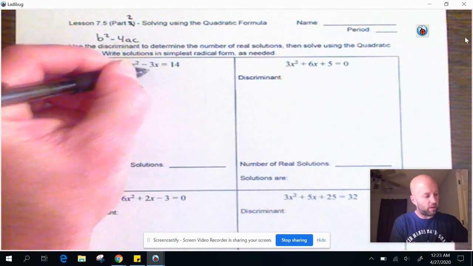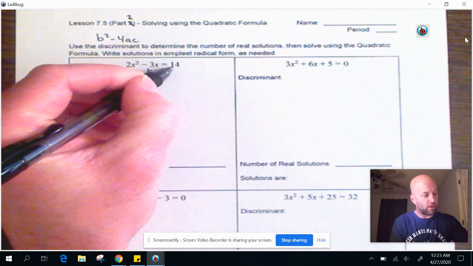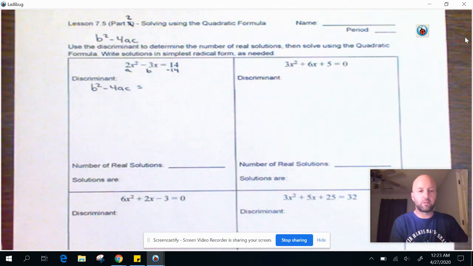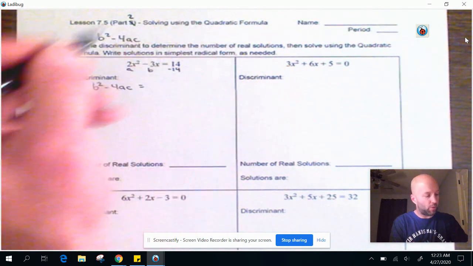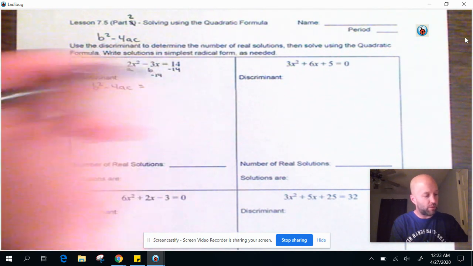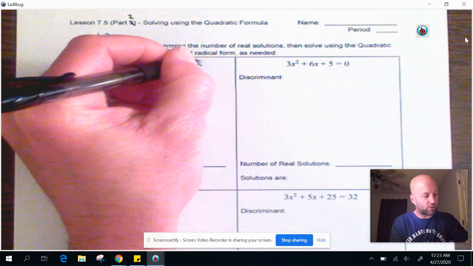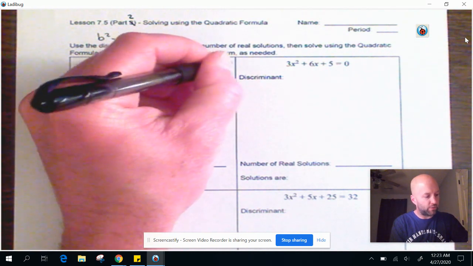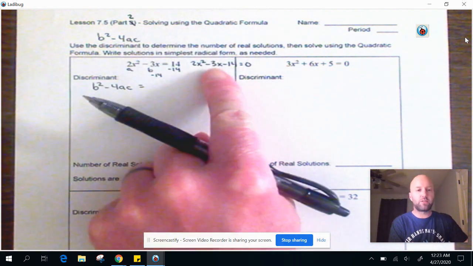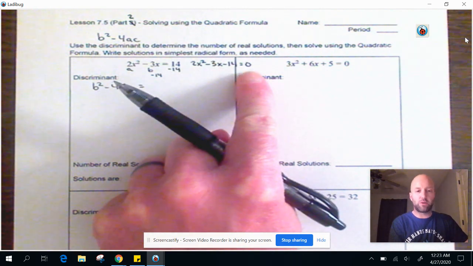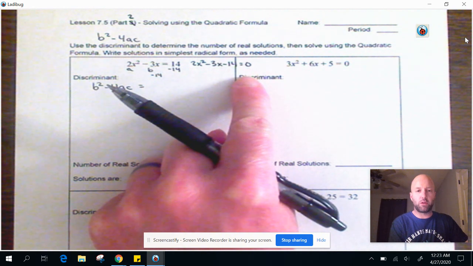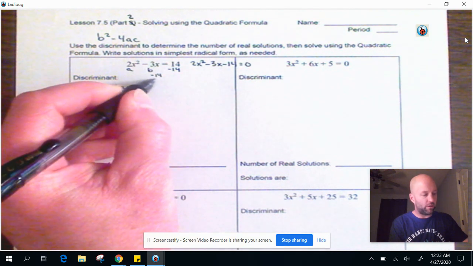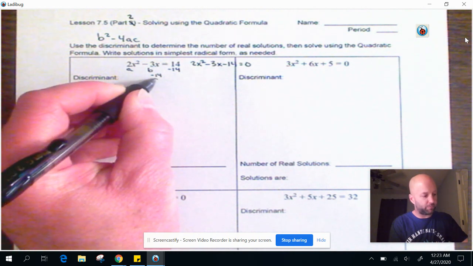Remember, we've got our a, we've got our b, and here our c is on the other side, so we really need to subtract 14 from both sides, okay? And I'm going to rewrite this, so we'd subtract 14 from here. So this is 2x squared minus 3x minus 14 equals 0, right? So now this is in standard form. It's equal to 0. That's exactly what we need to do to apply the quadratic formula. So now we have all of our values, and this negative 14 is our c.